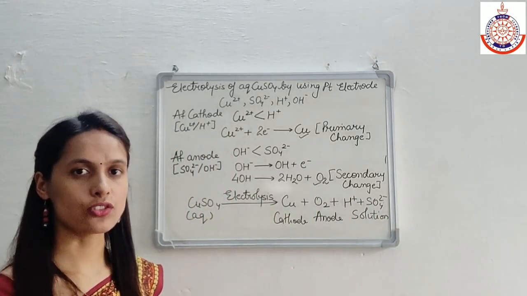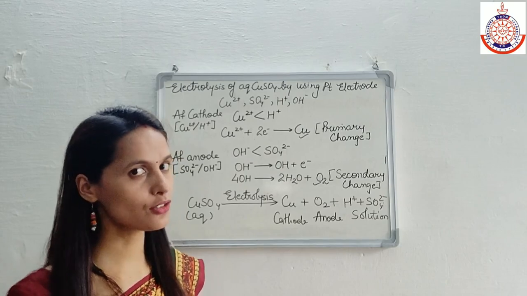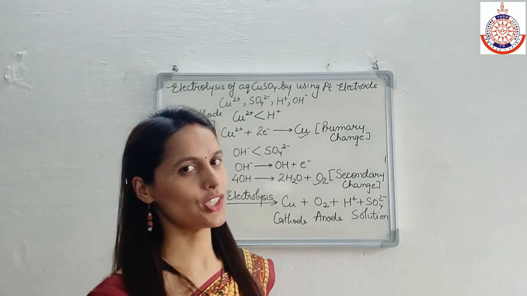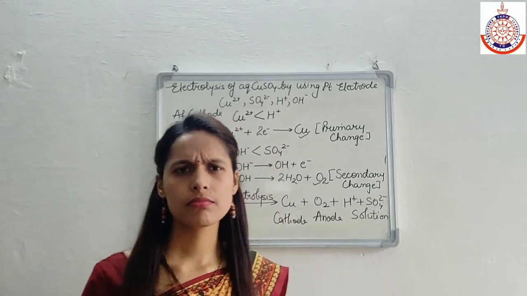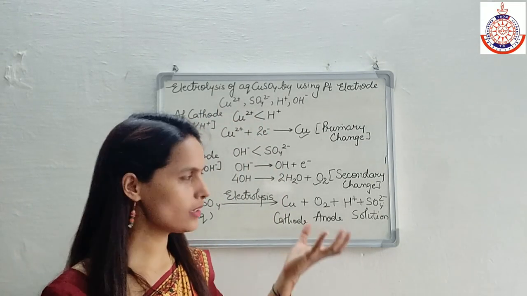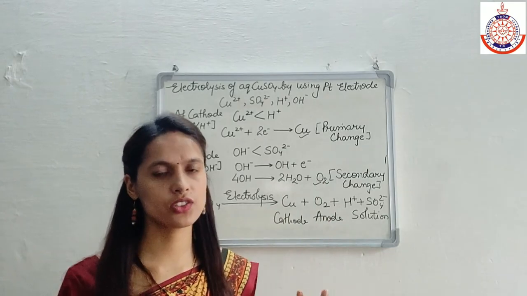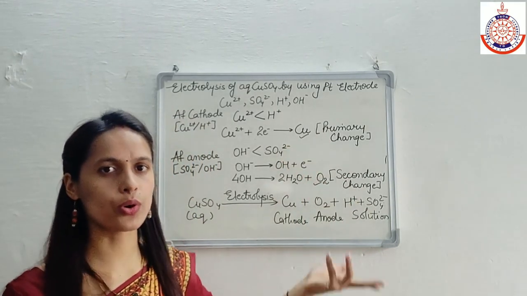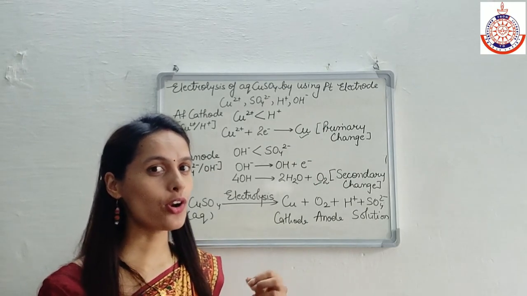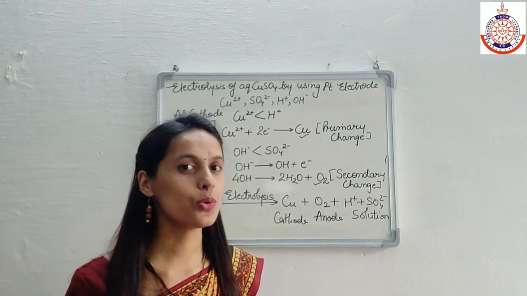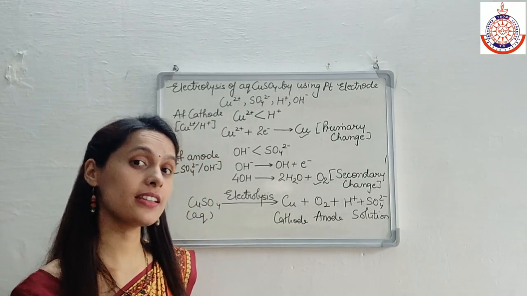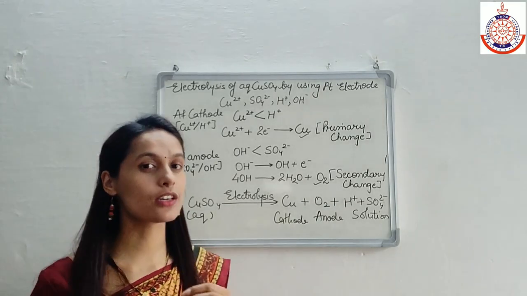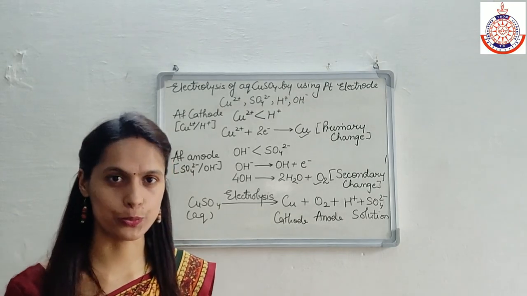H positive and SO4 2 negative ions in the solution. Now, I think there is a question in your mind: discharge potential is there, but what is the role of the electrode here? The role of the electrode will be clear to you when I take another example. So, we'll study another example, and then the role of the electrode will be clear to you.